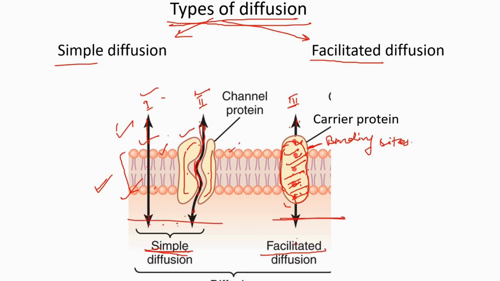Now what are the differences between these? Because in the exam a question will come: define diffusion and give the types of it and compare and contrast between these types, or they can directly ask to compare and contrast simple diffusion with facilitated diffusion, because both of these are transporting mechanisms across the cell membrane that we have.